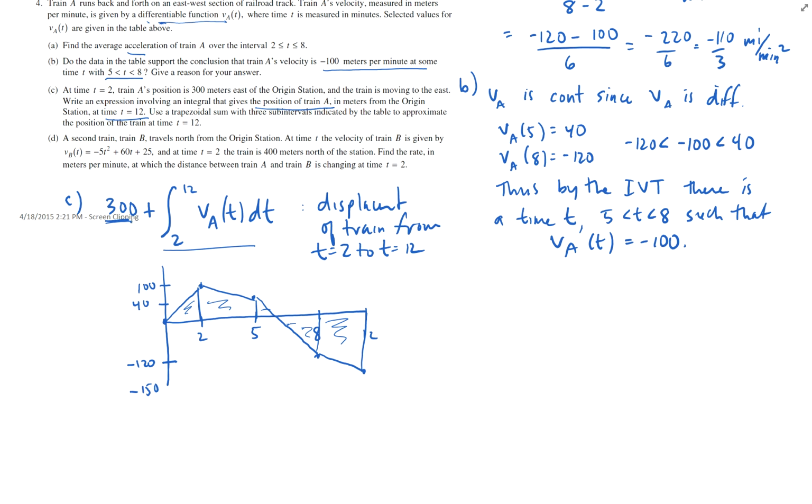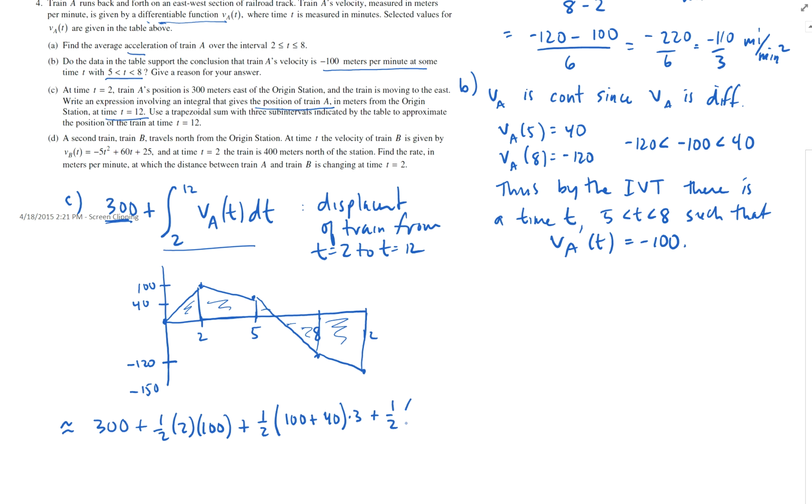Okay, so we've got 300 plus, so it's approximately equal to, this guy right here is going to be 2 times the height is 100. Well, let me go ahead and just write it out. 1/2 times 2 times 100. Plus this trapezoid is 1/2, add the bases together, 100 plus 40, times the height, 3.